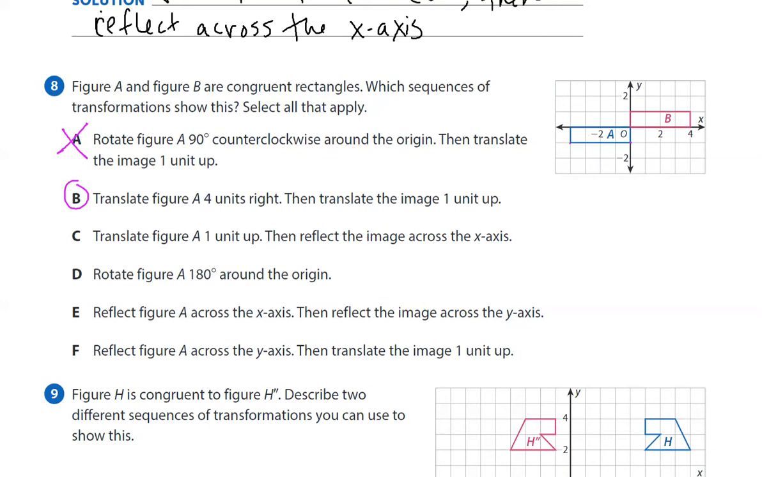Translate figure A up one, then reflect across the x-axis. So up one, but then if it's reflecting across the x-axis, it's back down where it started. Nope, no good. Rotate figure A 180 degrees around the origin. So 180 degrees, here's 90, it's going to bring it here. And then another 90 will bring it here. So that'll work. That works.